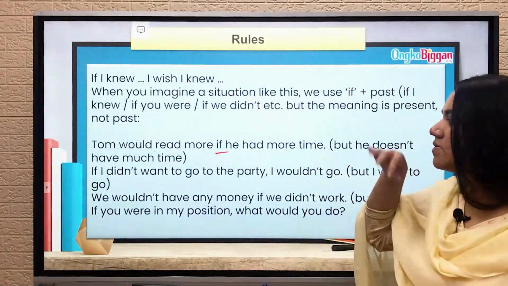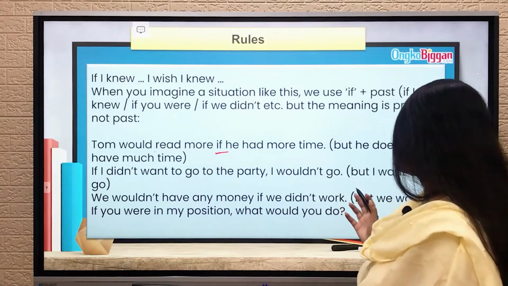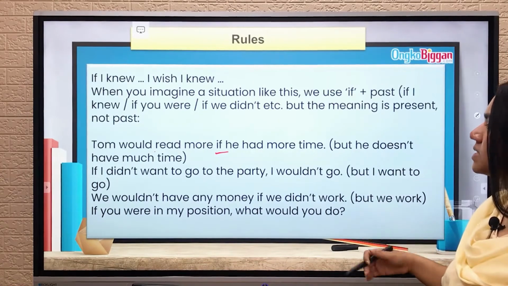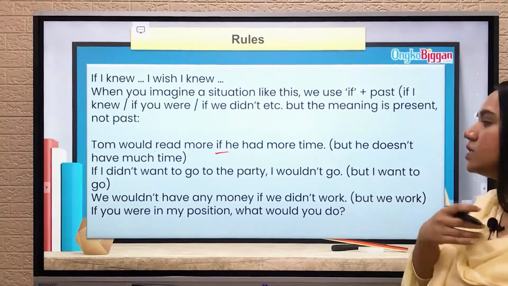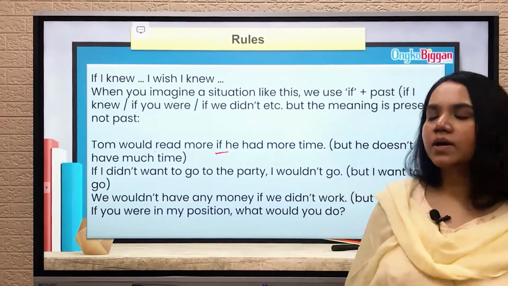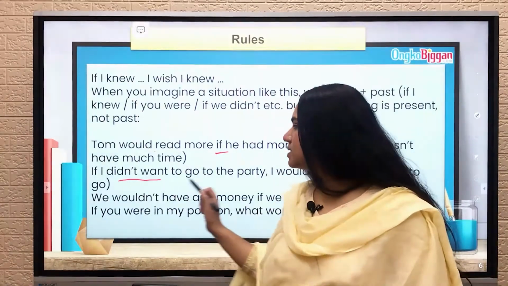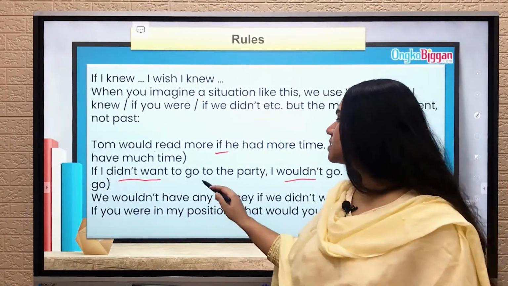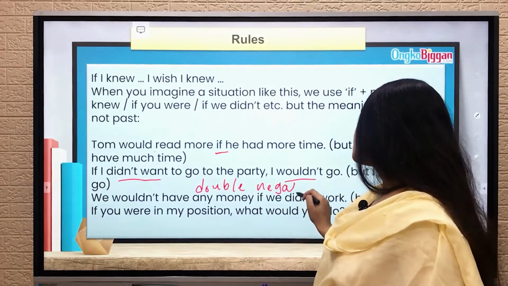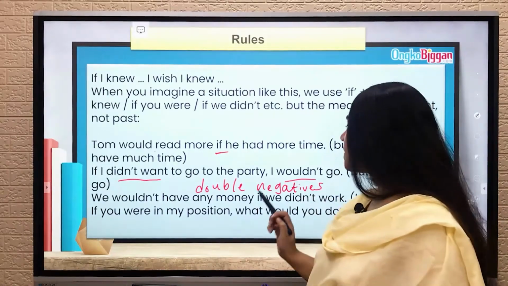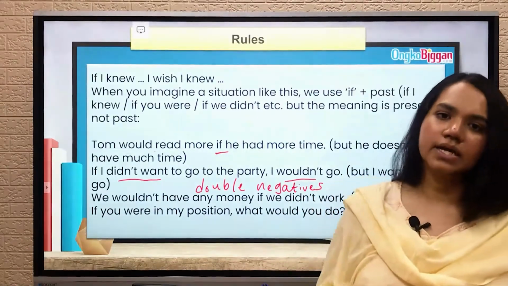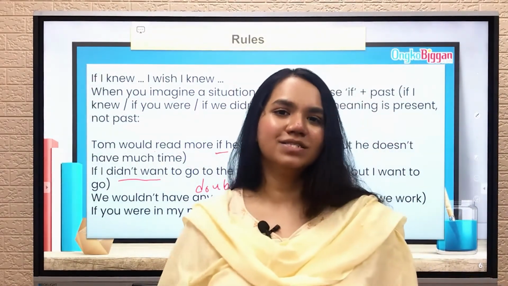If I did not want to go to the party, I wouldn't go, but I want to go. So this is another case where you're trying to say that if I didn't want to go to that party, then I wouldn't go. But right now, in this case, you can also say, because there are what? There are double negatives, right? This is one negative, this is one negative. This is a case of double negatives. Double negatives together mean positive. So "if I didn't want to go to that party, I wouldn't go" actually means that you are going there, because you actually want to go to that party.